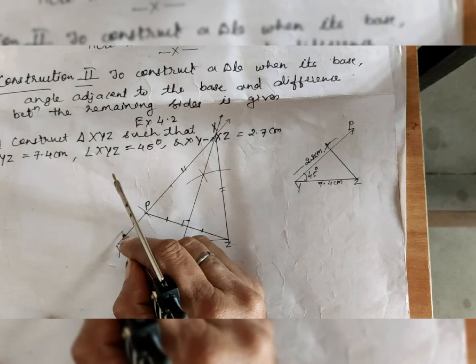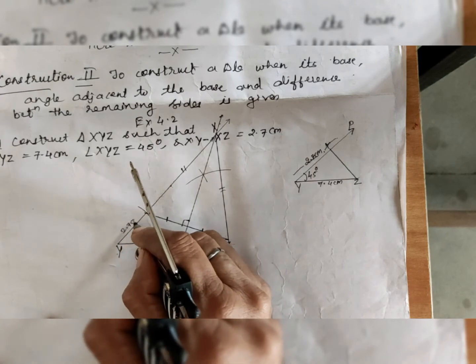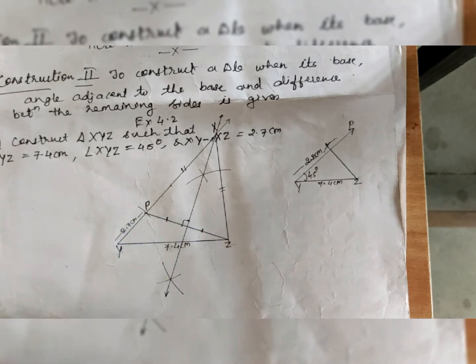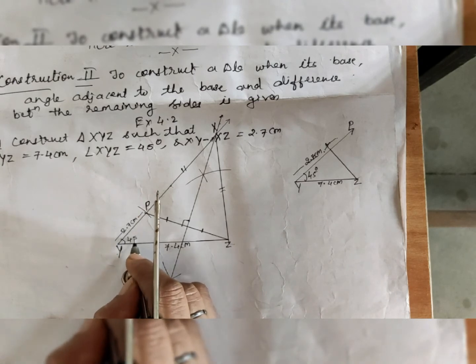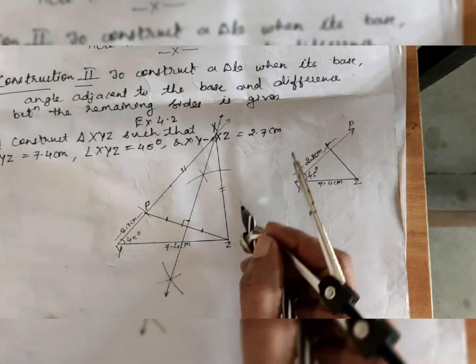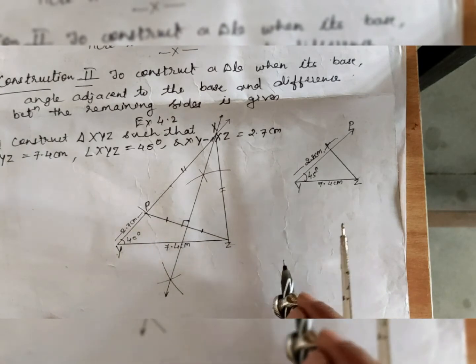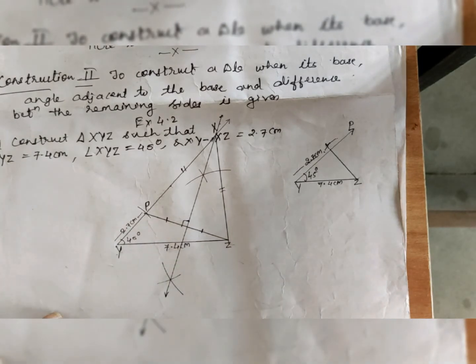And now you have to put the data in the figure. This is the 2.7 centimeter you have taken, angle 45 degrees. And remember children, all the symbols whatever we are showing in the figure are very important. So this is how we have constructed the first one. Okay, this is the required triangle XYZ.